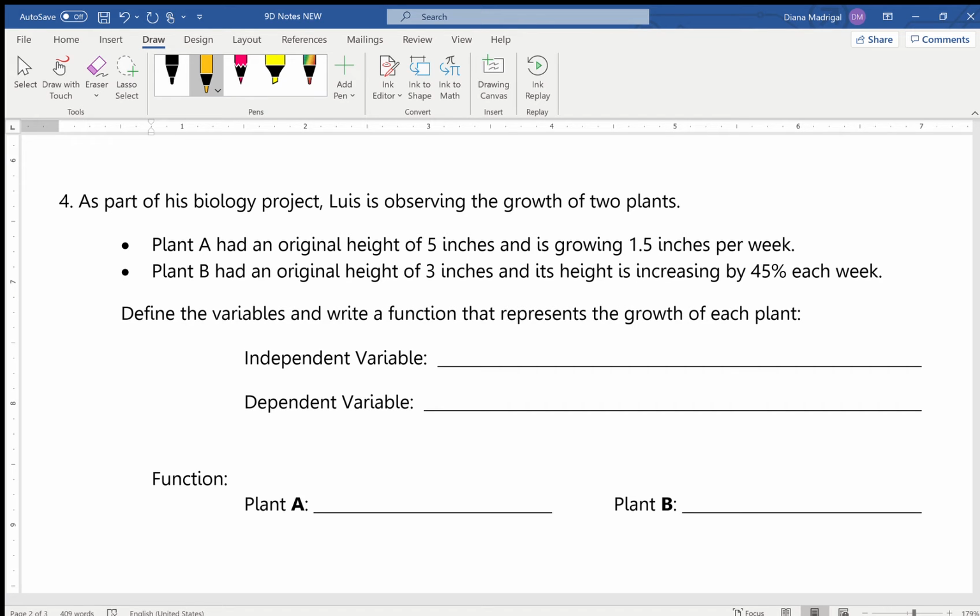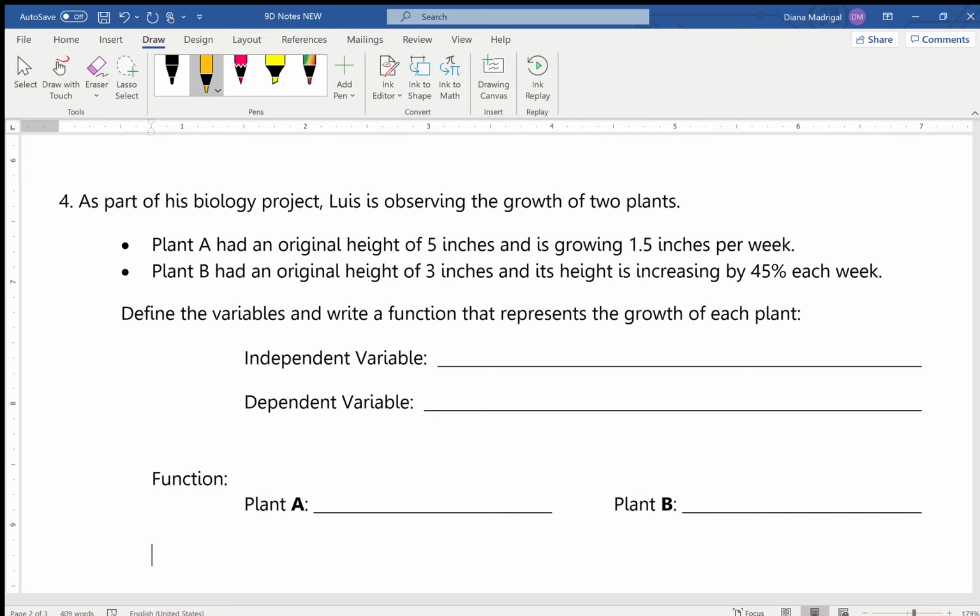Hope you are finding the difference between linear and exponential. Just remember, the exponential always talks about percentages. So we're going to do a problem that describes two situations, and we need to figure out which one is linear and which one is exponential.